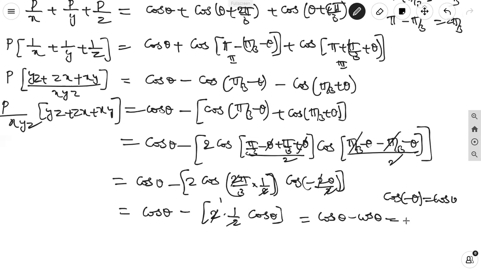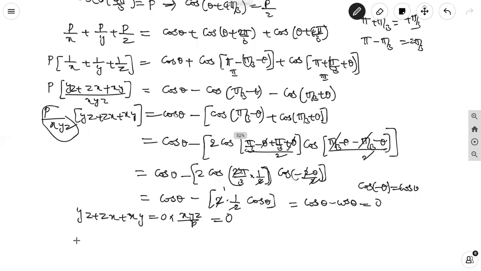is equal to 0. Taking this term to the right side, yz plus zx plus xy is equal to 0 into xyz by P. It is equal to 0. Therefore, xy plus yz plus zx is equal to 0. This is the solution.